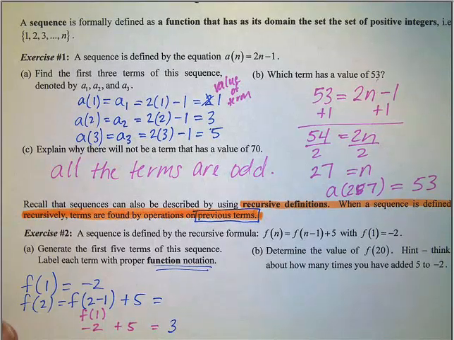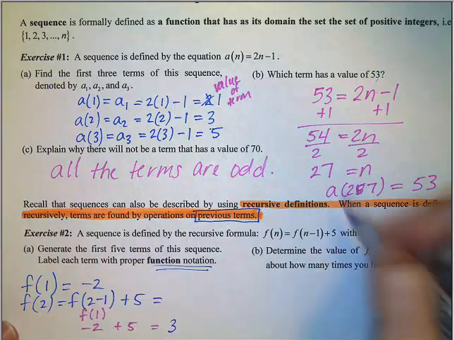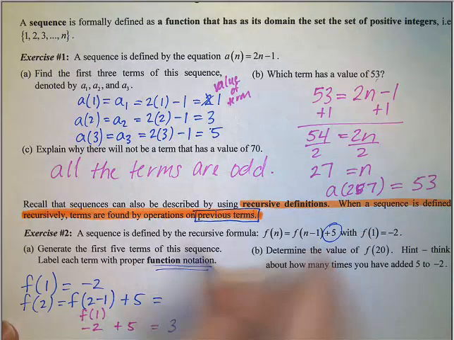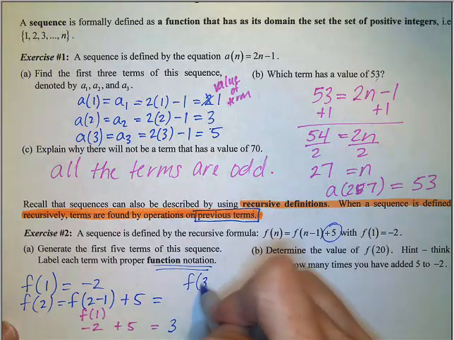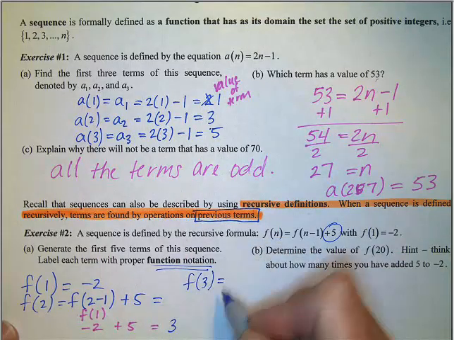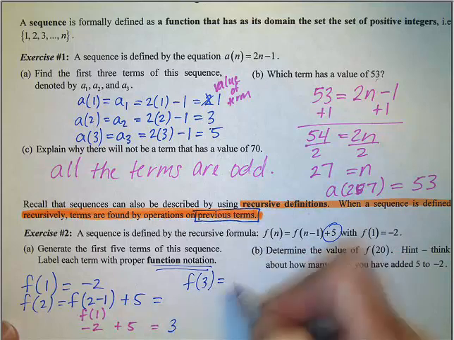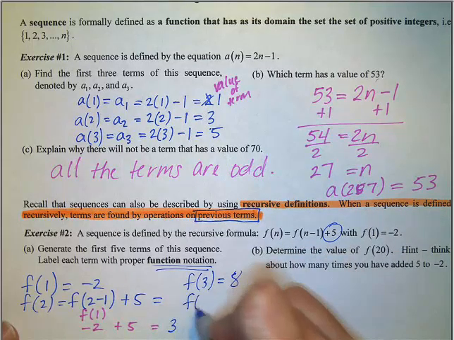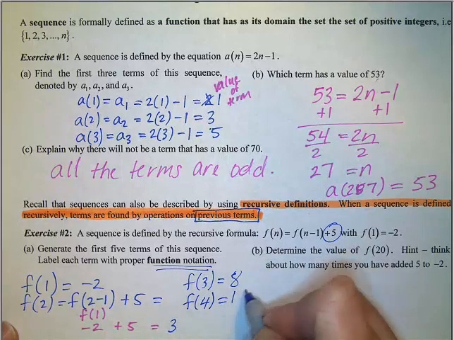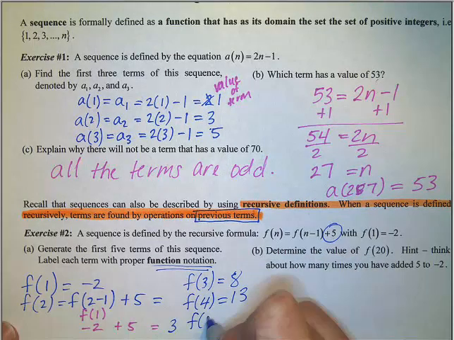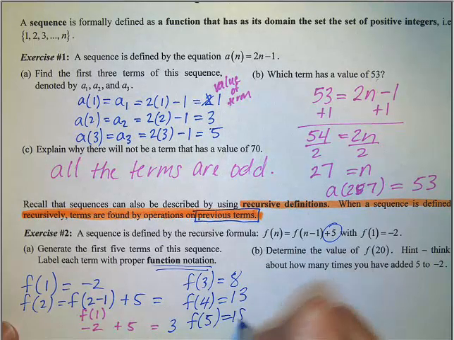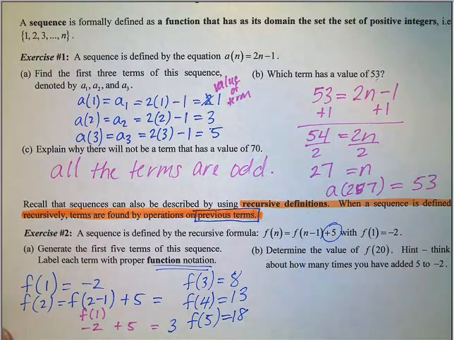So again, what did I do to -2 to get 3? I added 5. So I wanted to show you in this first one how we got it, but really we can just keep adding 5. So f of 3, add 5, we get 8. f of 4, add 5, we get 13. f of 5, add 5, we get 18. So all it's saying is add 5 to the previous term.